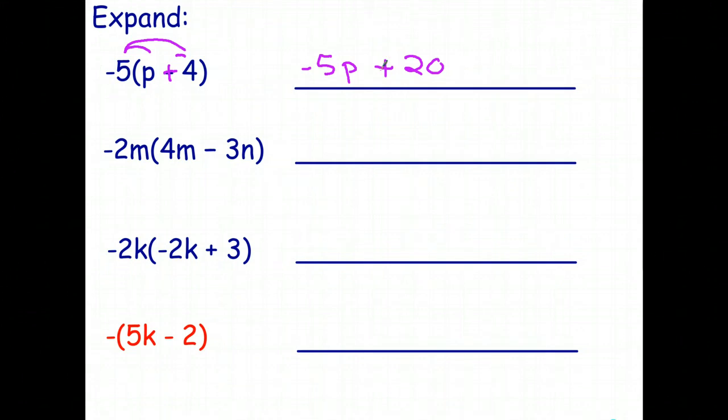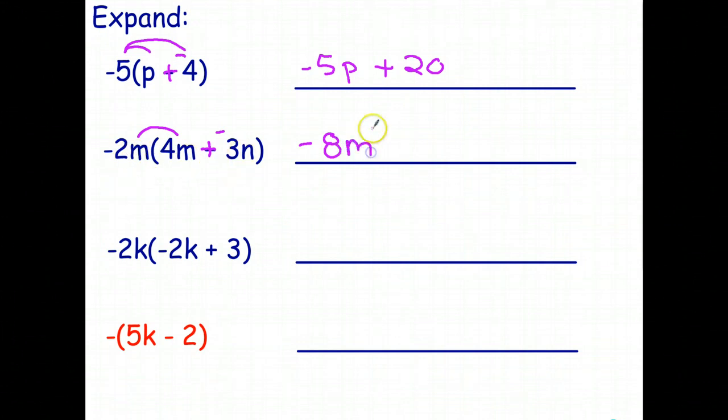Okay, let's do the same thing for the second one. I've got a 4m subtract 3n. Every subtraction I change to an addition and add the opposite. Okay, let's go -2m times 4m. Well, -2 times 4, negative times a positive is a negative, and m times m.